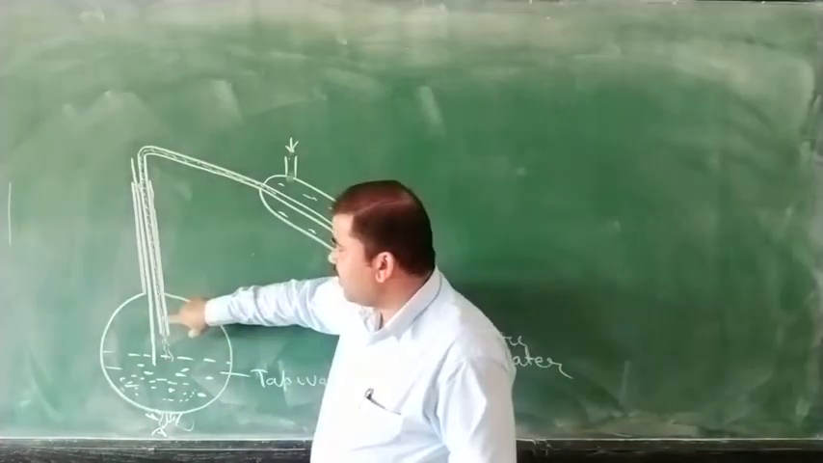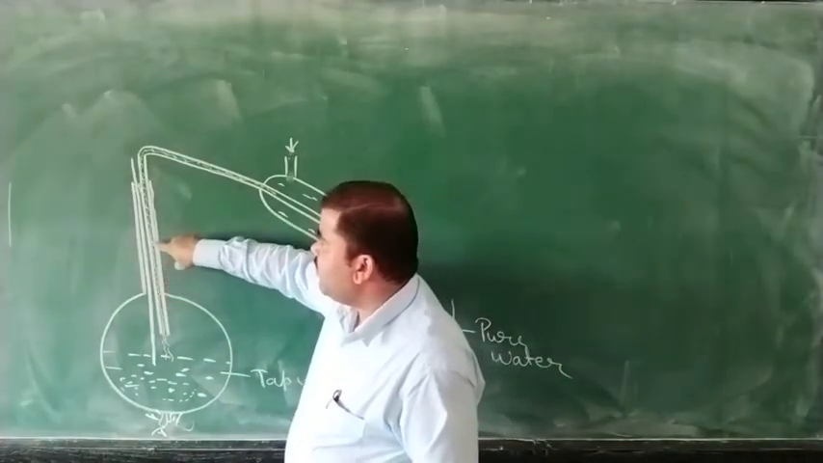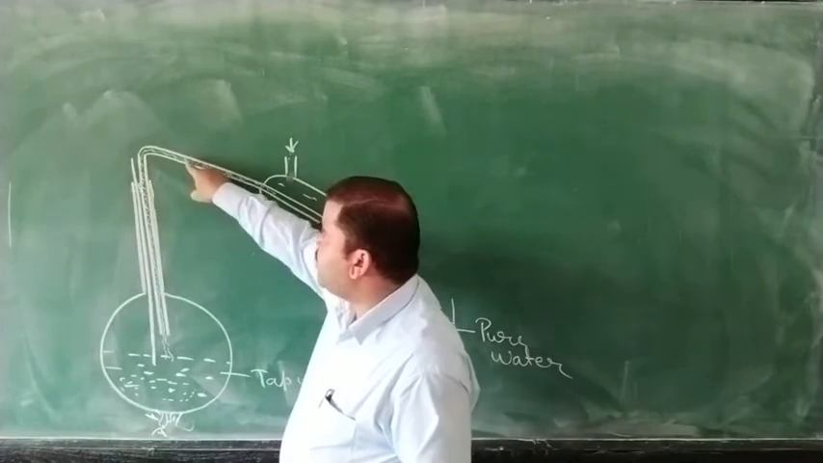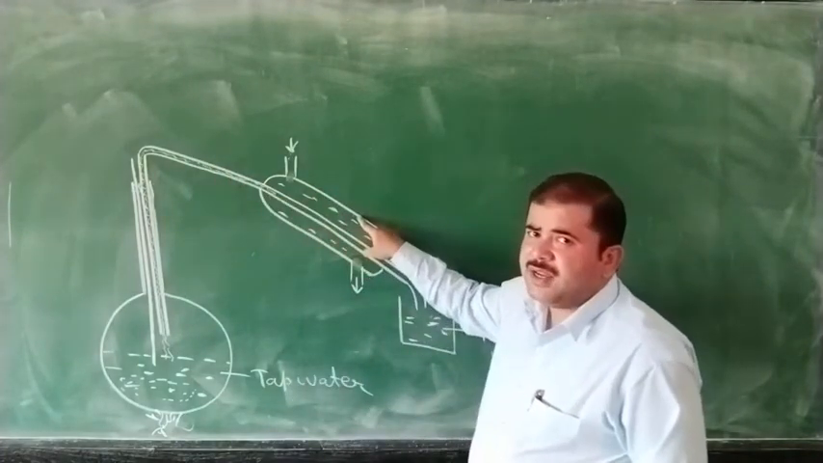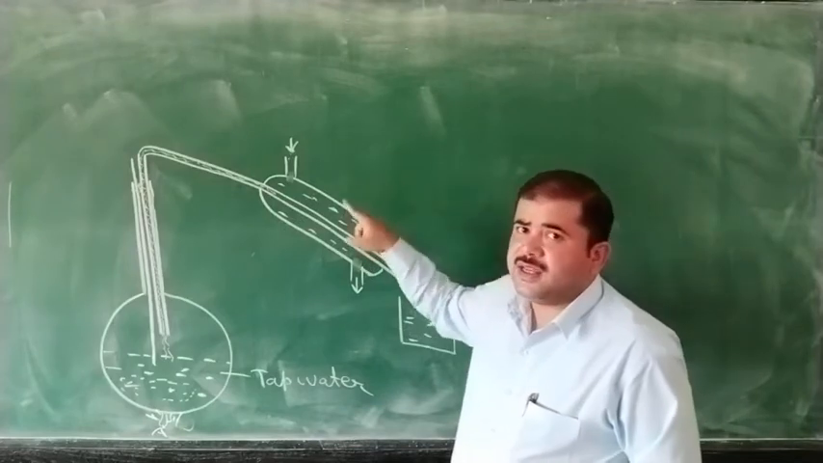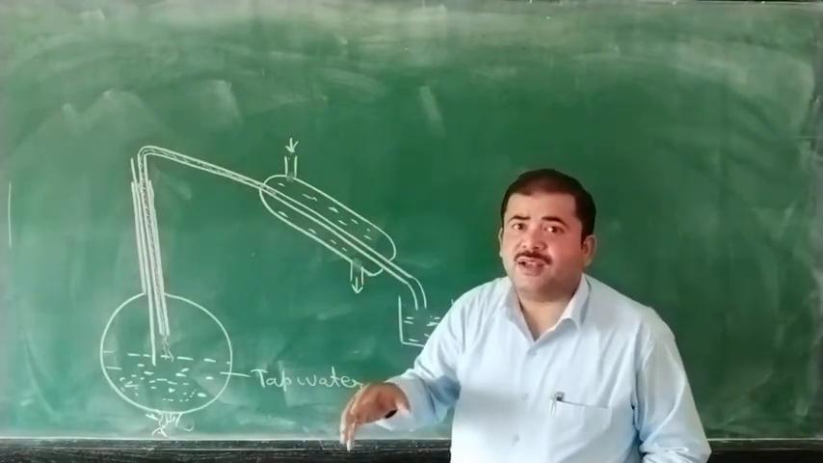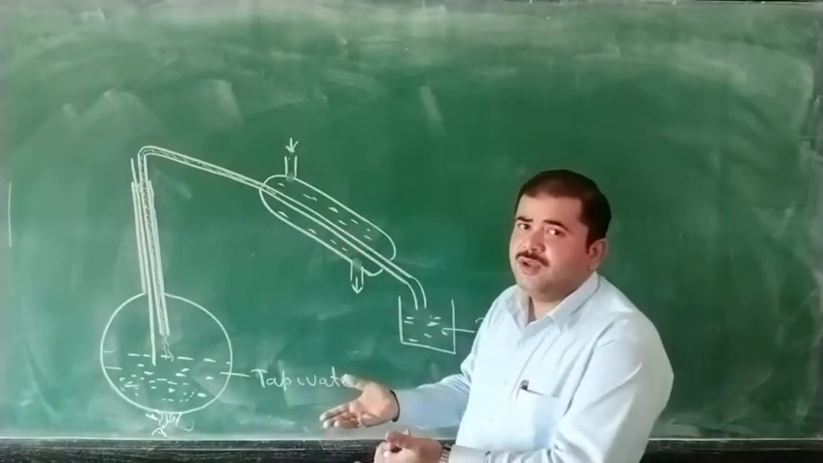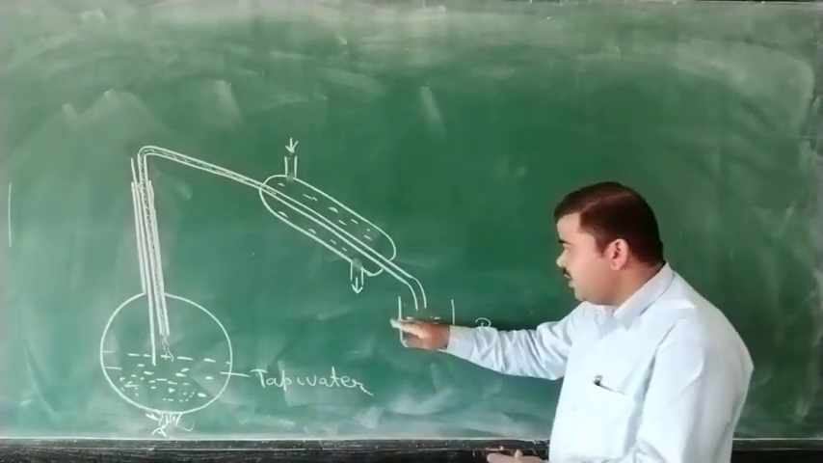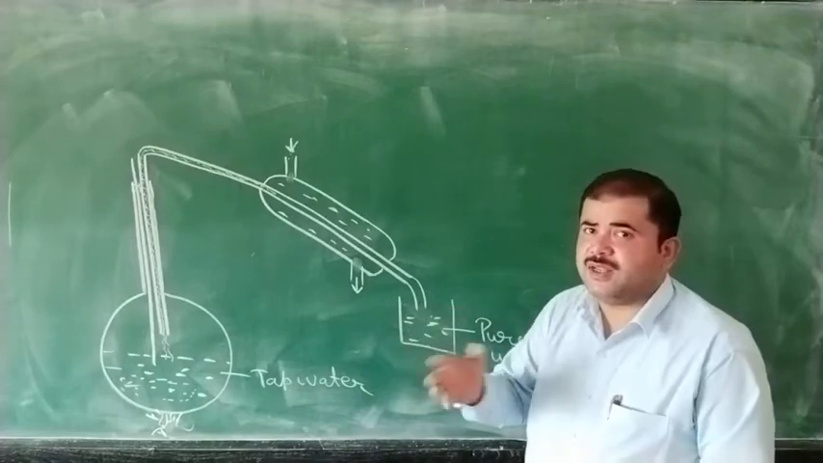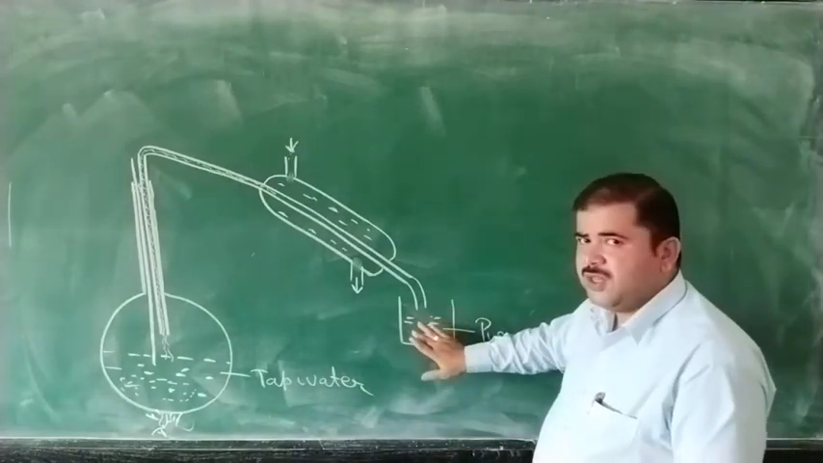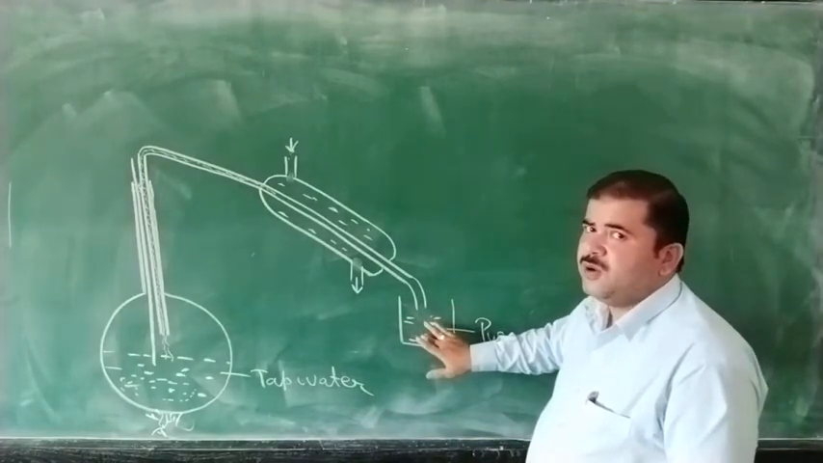These water molecules in the gaseous form will pass through the delivery tube, and here one condenser is present. This is called the Liebig condenser, and this condenser condenses the vapor of the water into the liquid form. So in a particular container we can collect the pure liquid water. Here only pure water is present.